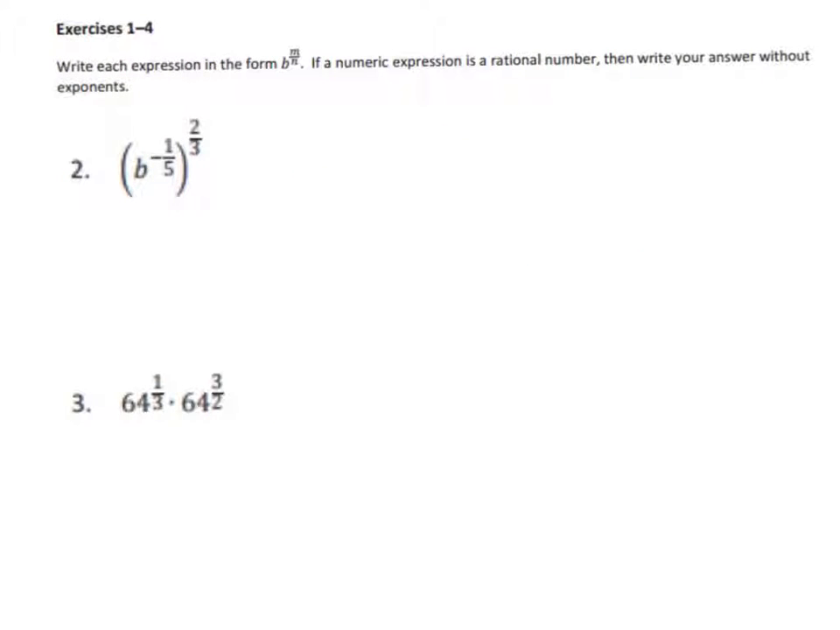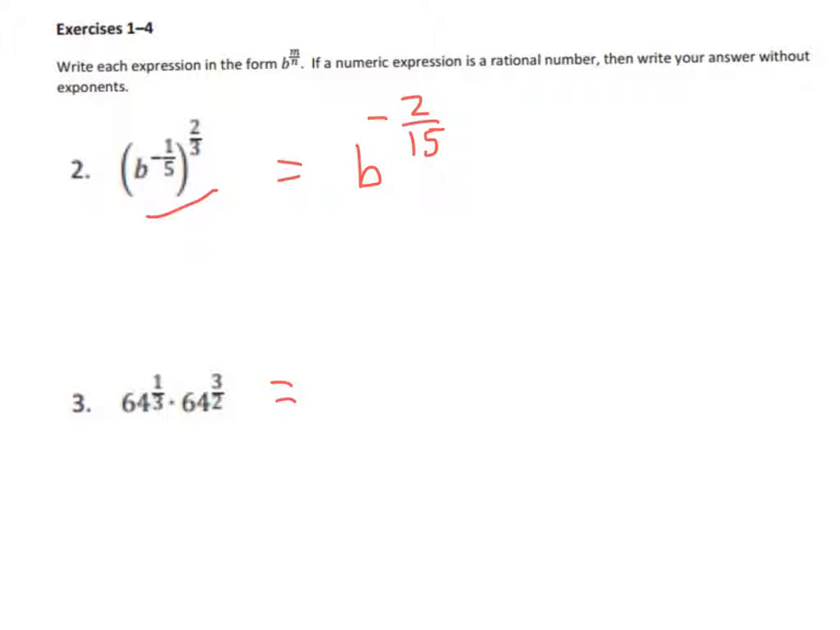Okay, so we're doing more of the same here. Taking b to the negative 1/5 raised to the power 2/3. That's your power rule, so you multiply. Negative 1/5 times 2/3. Negative times positive is negative. 1 times 2 is 2, and 5 times 3 is 15. Can't do anything else with that.